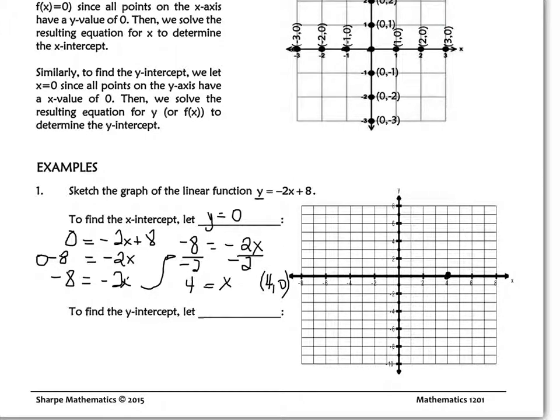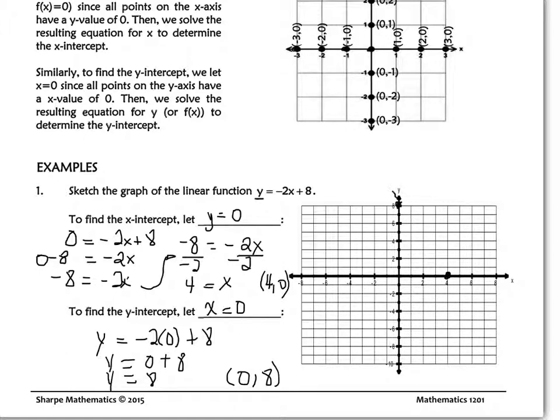So to find the y-intercept, it's where it crosses the y-axis. So the x would have to equal 0. So then we just take our equation, and instead of x, we put in 0. And that gives us 0 plus 8, or 8. As an ordered pair, that would be 0 for the x, 8 for the y. So then we just plot that point, and then we connect those 2 points in a better line than I've got drawn there, but you get the idea.